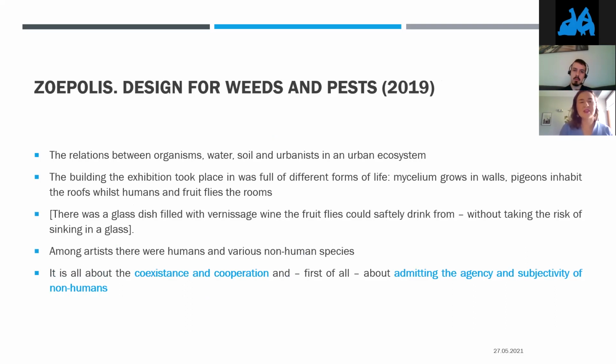Interesting situation occurred during the second exhibition. You can see in the third point of the slide, as there was a vernissage with wine, the organizers didn't want the fruit flies to sink in a glass full of wine, so they just gave them a special glass dish filled with this wine, just to drink safely without taking the risk of sinking in the glass. So even the fruit flies were considered here as subjects we have to take care of.